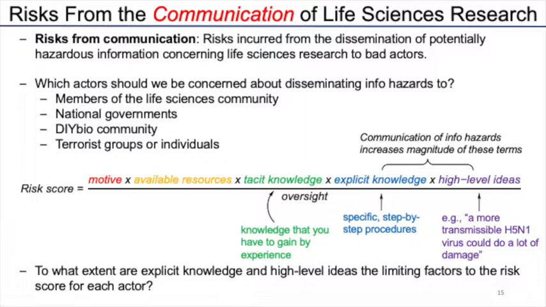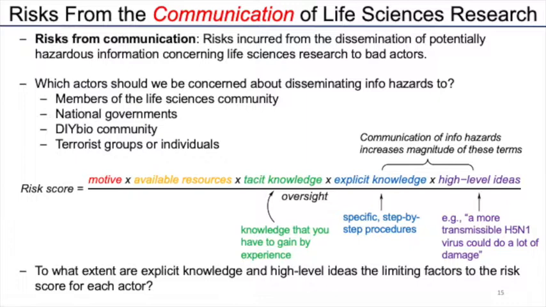Given all these different factors, if we're just looking at info hazards, basically communication of info hazards, I think it increases the magnitude of these two terms specifically. And we can ask basically, to what extent are these two terms the limiting factors to the risk score for each actor? So if all these other numbers are high and these two numbers are low, then that would be basically the worst case scenario in terms of what we should be worried about for communicating info hazards.